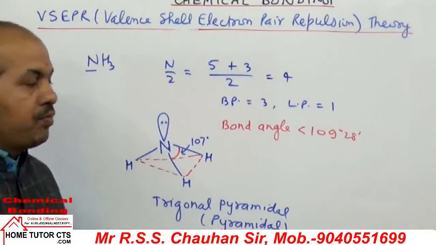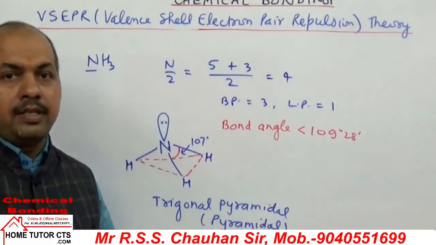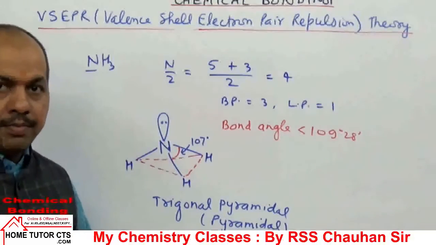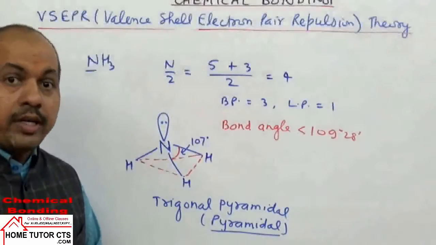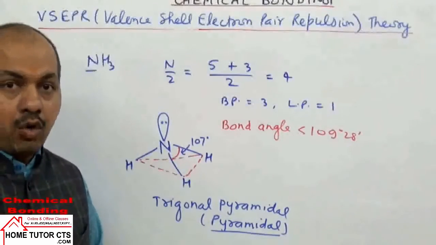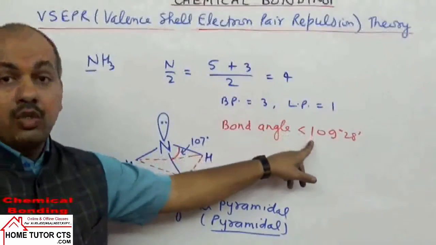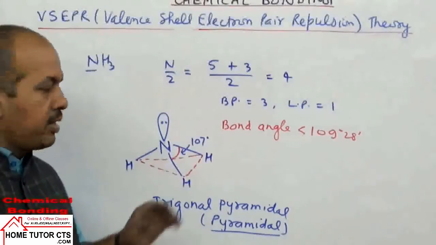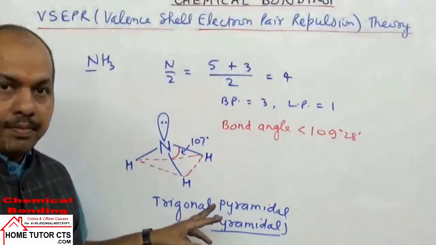The reason is what here? Lone pair and bond pair will have more repulsion. Lone pair-bond pair repulsion is more than bond pair-bond pair repulsion. So as a result, what happens? The bonds come slightly closer and the bond angle becomes less than this value which is expected for the tetrahedral geometry. What will we call its geometry? Geometry is tetrahedral but shape is pyramidal.